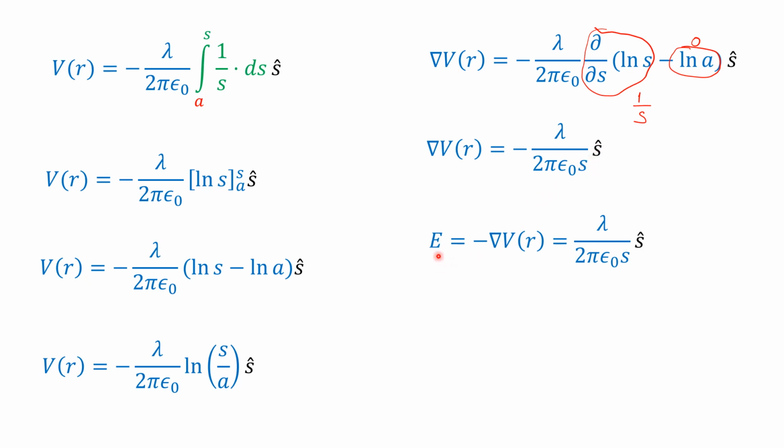Now we know very well that the electric field is equal to the negative gradient of the potential. So, taking the negative gradient, minus of minus becomes plus. Then E is equal to lambda over 2 pi epsilon naught s, in the s hat direction. This is exactly matching our result in problem 2.13.